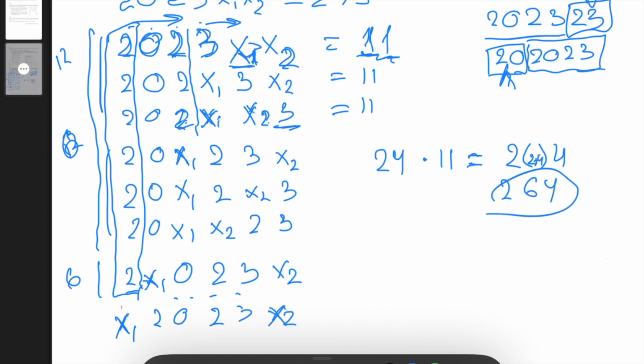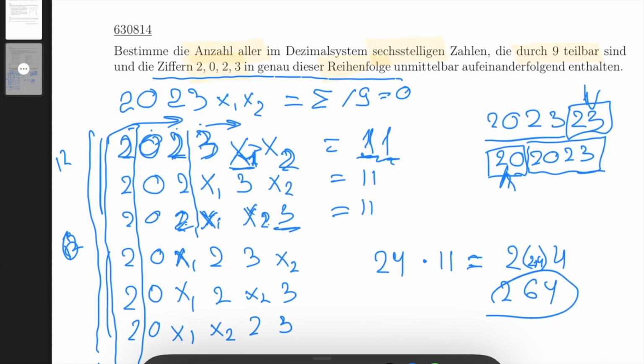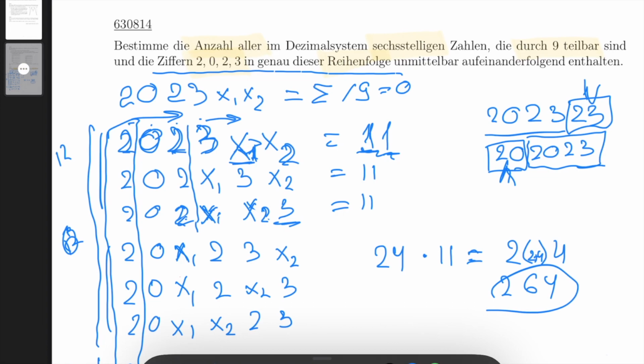So our answer will be 264. Again, this solution ignores duplication, for example 0, 2, 2, 3. We ignore all these kinds of variations for now. That's all.